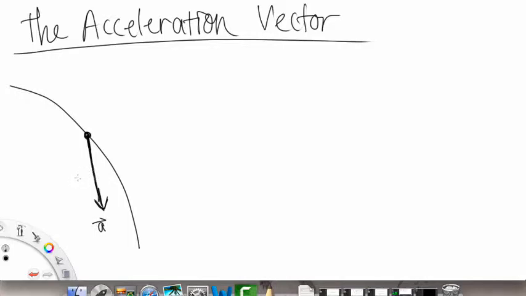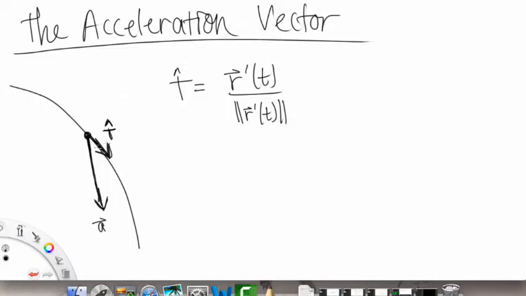We're going to use our unit tangent vector. So here's our unit tangent, pointing tangent to the motion, or tangent to the curve. I'll put a little hat on it, because that specifically means unit vector. So t hat is our unit tangent vector, and that is given by r prime of t over the magnitude of r prime of t.